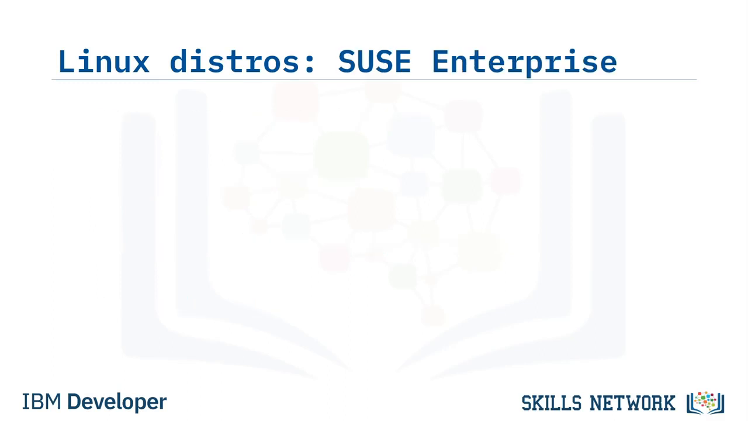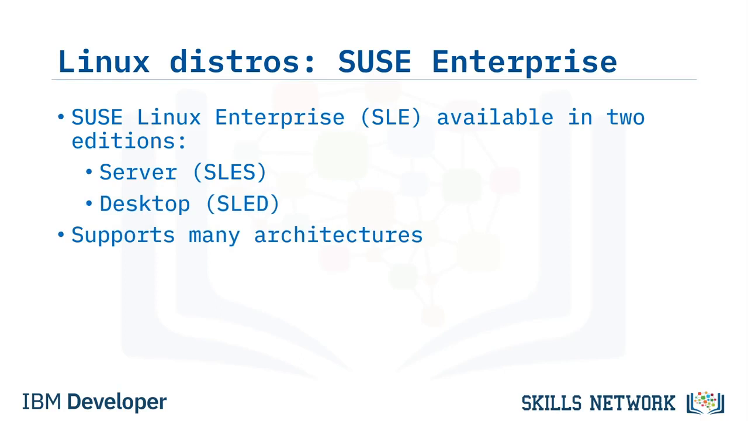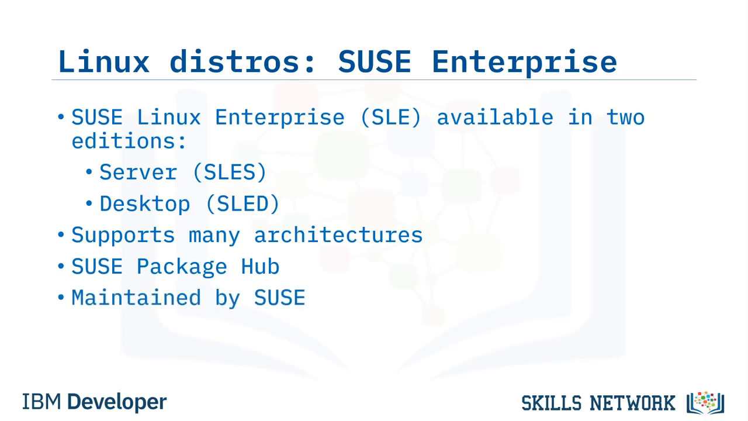Another Linux distro is SUSE Linux Enterprise. Also known as SLE, SUSE Linux Enterprise is available in 2 editions, Server or SLES and Desktop or SLED. It supports many architectures, such as ARM for Raspberry Pi, and uses the SUSE Package Hub, which enables users to install packages that aren't officially part of SLE. And it's maintained by the small German open-source software company, SUSE.